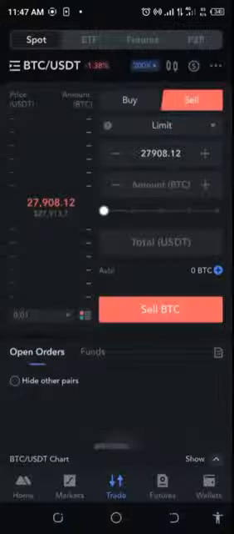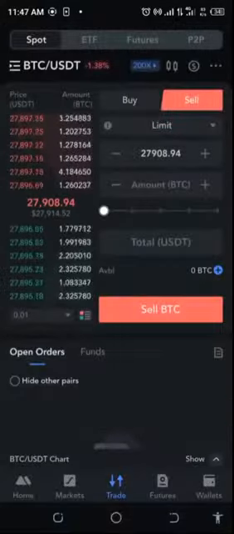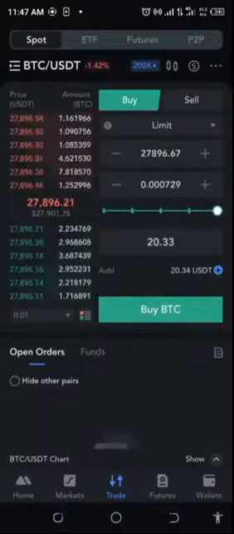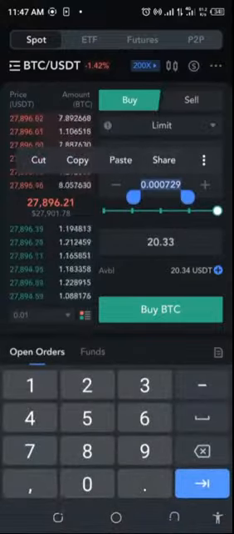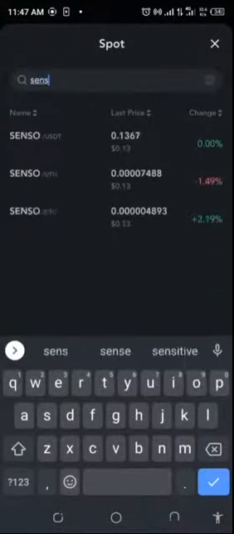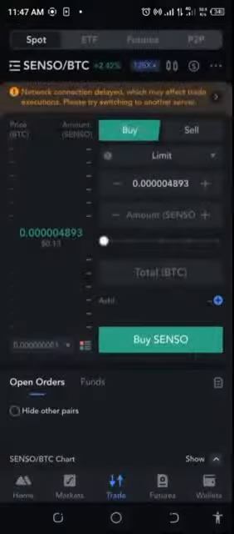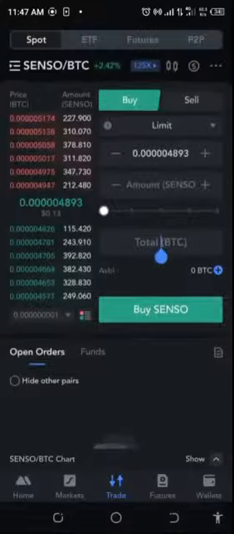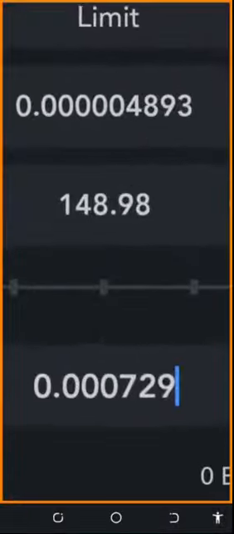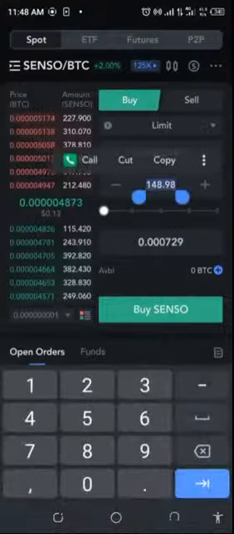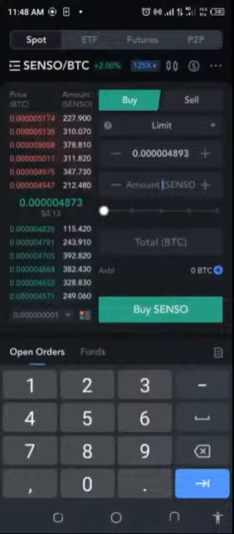So we're choosing our BTC. We need to buy. Let's buy and see. Let's just pick that up. It didn't pick up everything, but at least. So now let's go to Senso BTC, and we're going to buy that. Oh, you can see it's not even making sense. Can you see this? 148. No. But let's just finish up the process.